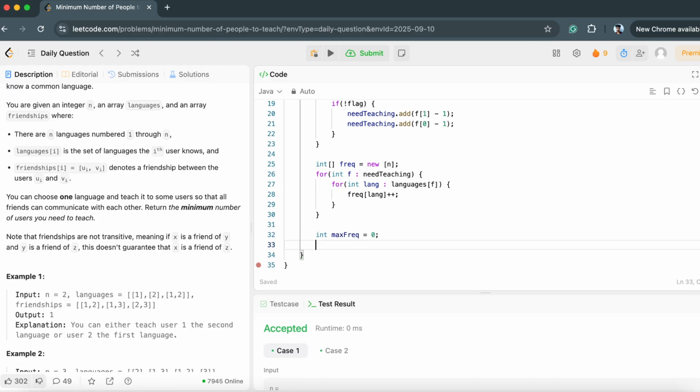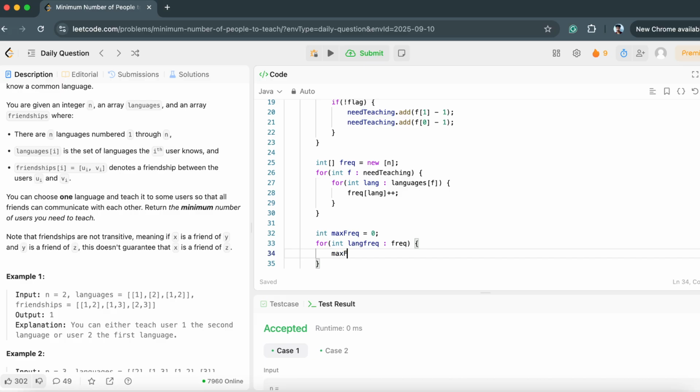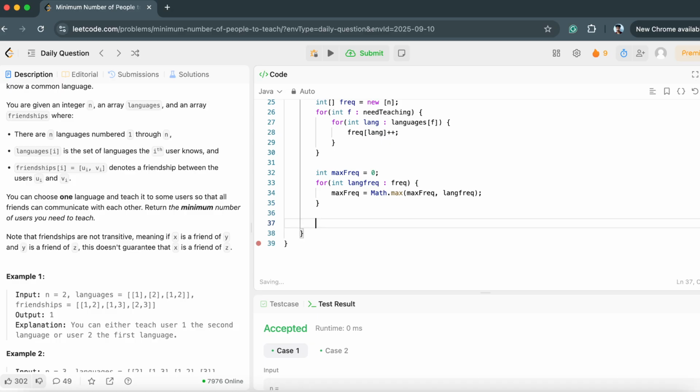So initially let us point maxFrequency at 0, int. Let us suppose langFrequency. From this frequency, just update this maxFrequency with Math.max between maxFrequency and this language frequency, which is what we have to pick. Whichever is the maximum is the language used by most of the people, and that is what we have figured out. Let us suppose the third language is spoken by 4 persons.